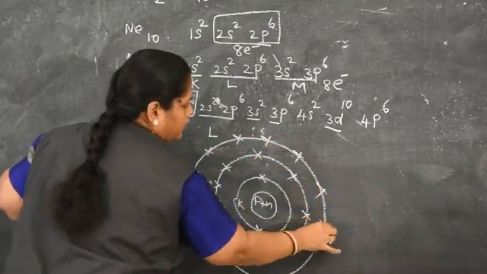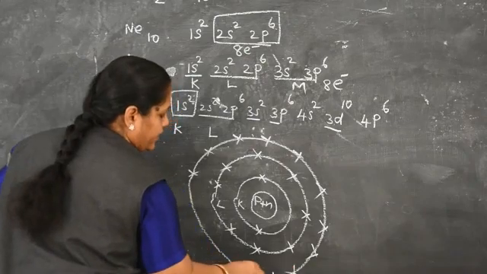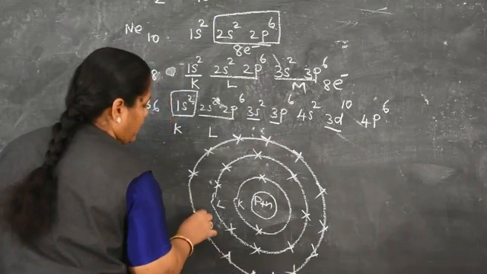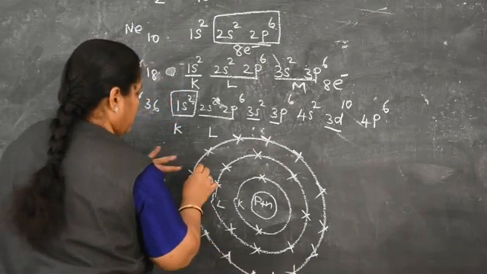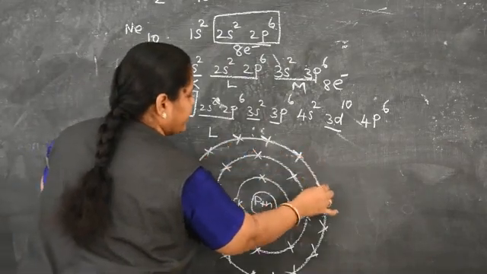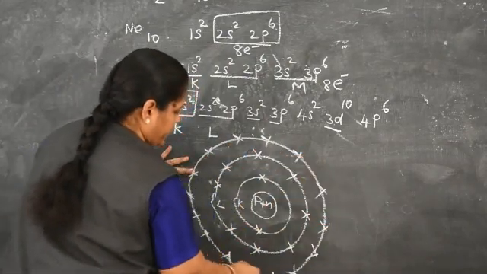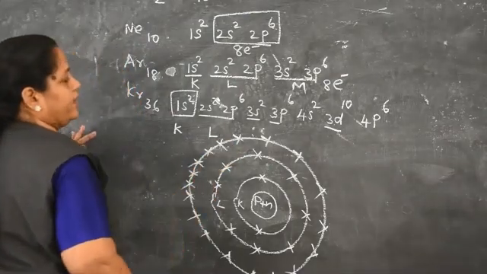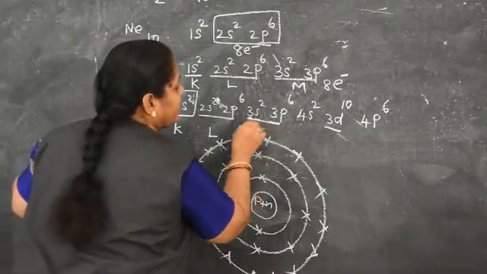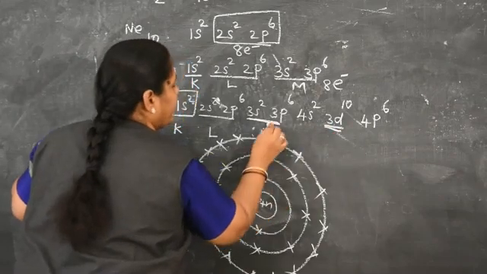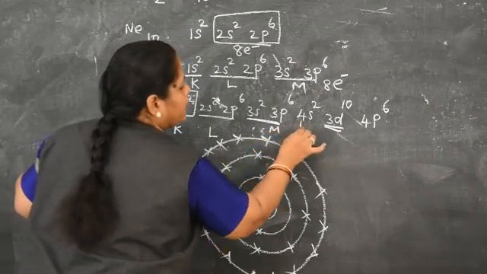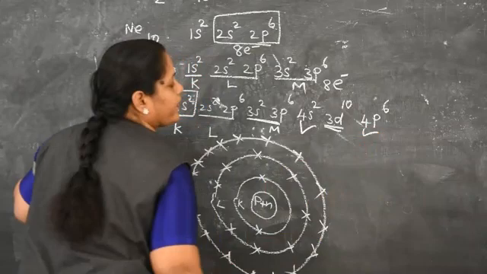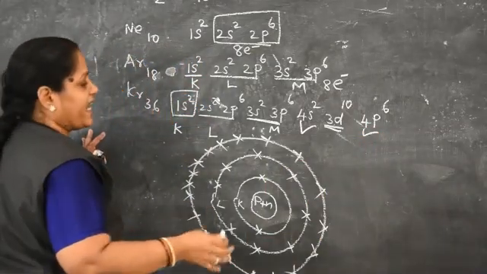So totally here, how many dots are there? 18. You count: 1, 2, 3, 4, 5, 6, 7, 8, 9, 10, 11, 12, 13, 14, 15, 16, 17, 18. So this and this are what cell? M cell. What about this and this? These are the fourth cell, N cell.